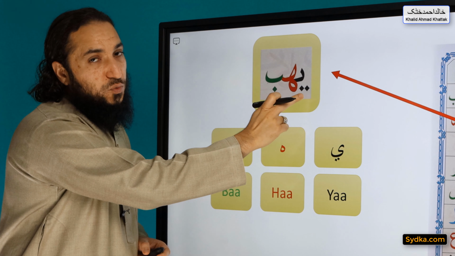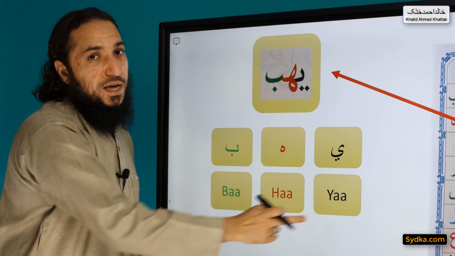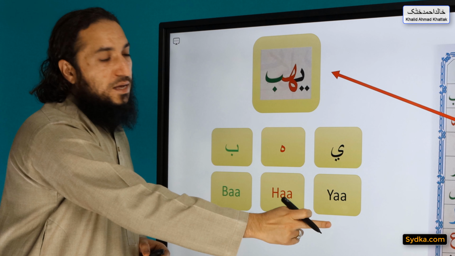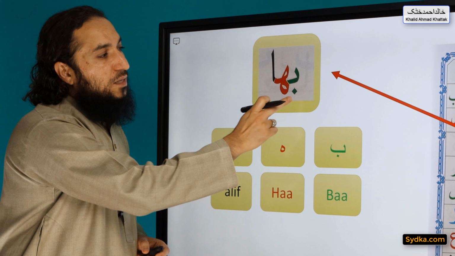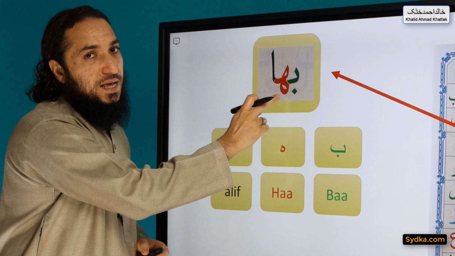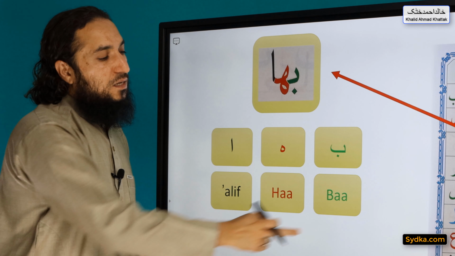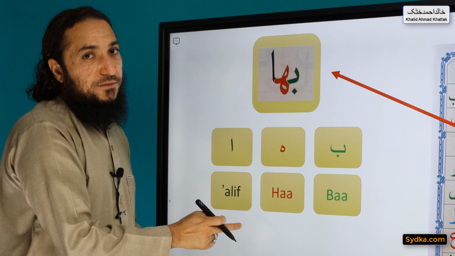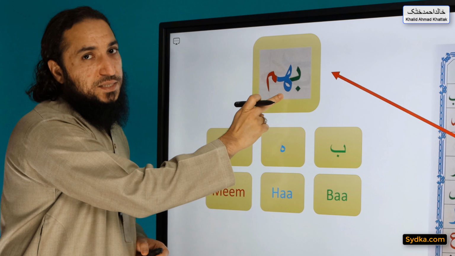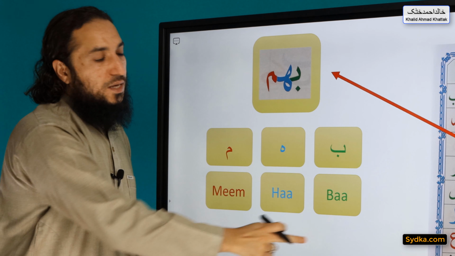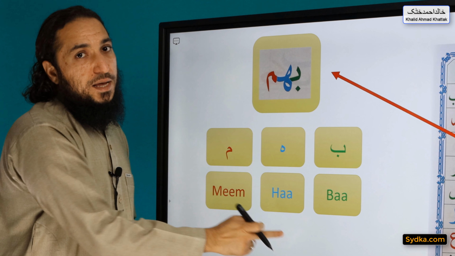The first one is Ya, the second one is Ha, the third one is Ba. Ya Ha Ba. The first one is Ba, the second one is Ha, the third one is Alif. Ba Ha Alif. The first letter is Ba, the second one is Ha, the third one is Meem. Ba Ha Meem.